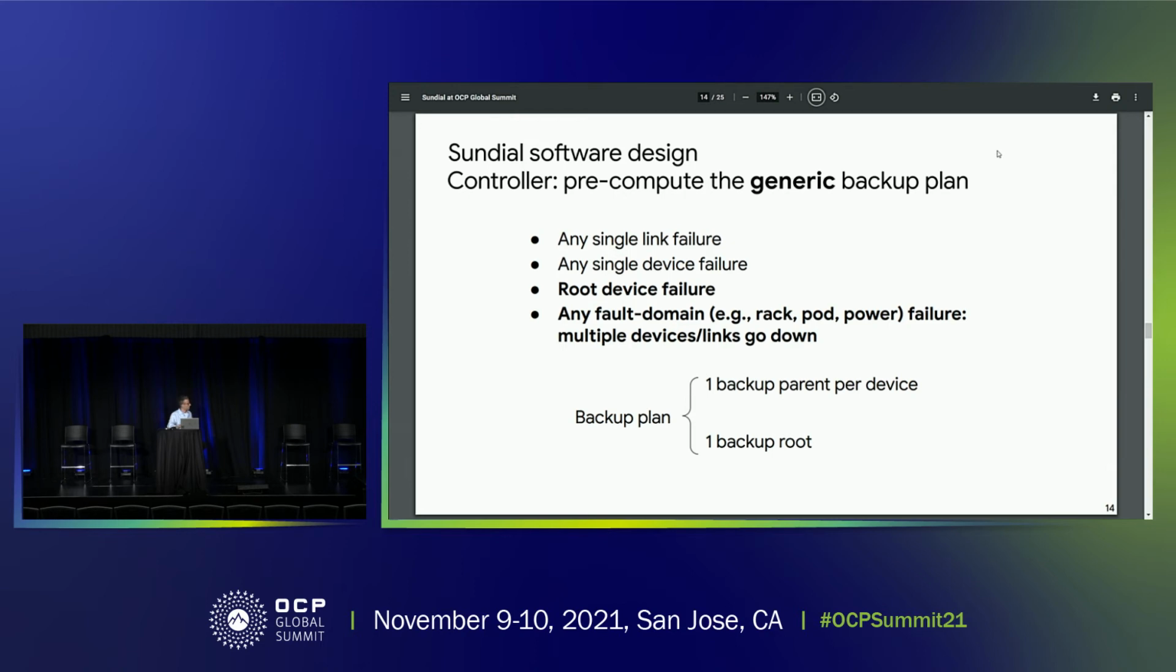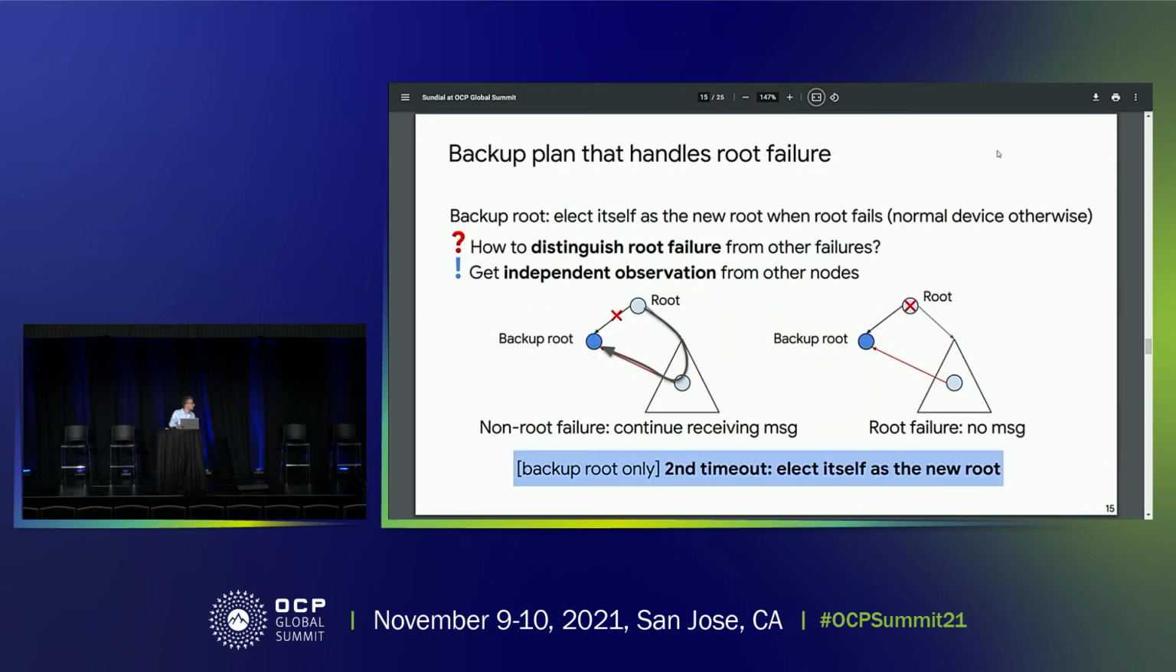So the backup plan not only has one backup parent per device, as we mentioned before, it also has one backup root to handle the root failure. Next slide, please. The backup root will elect itself as a new root when it detects that the old root fails.